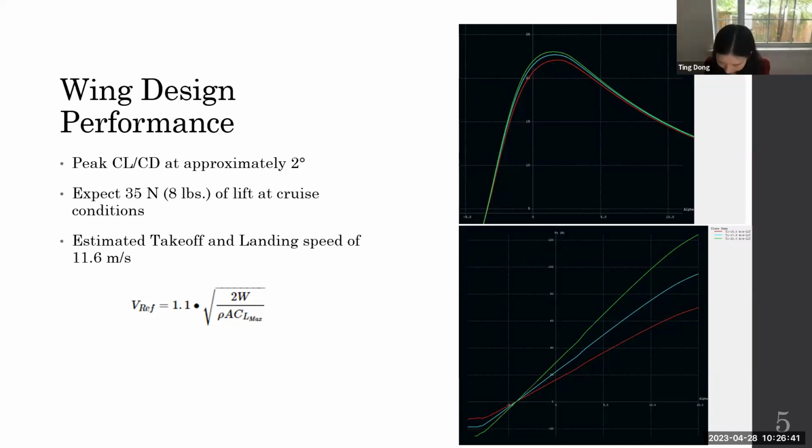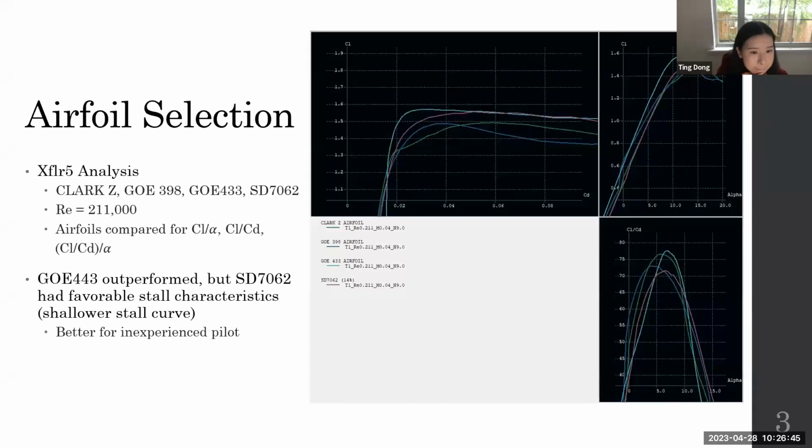And also on page 3, there is a very small thing. The GOE 443, GOE 433, which one is correct? That's very observant. Yeah, thank you for that.